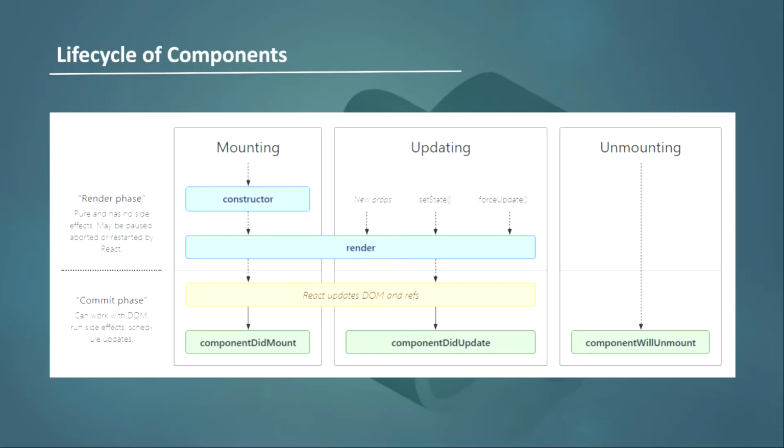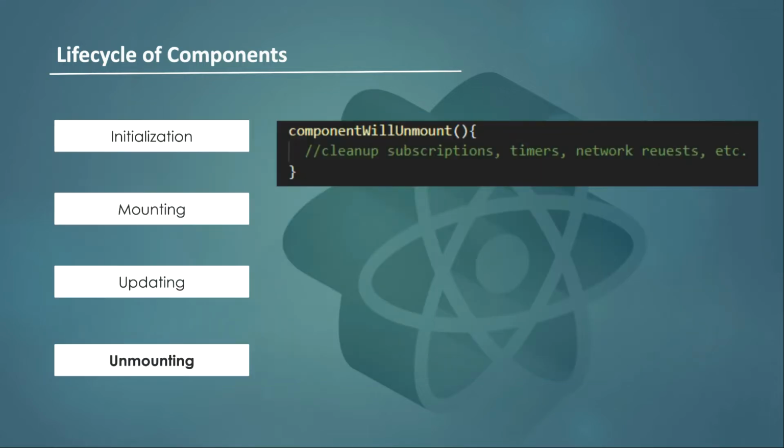In the last few videos, we have seen the mounting and updating phases in the life cycle of a component. In this video, let's talk about the last phase, which is unmounting. This phase in the life cycle has one method called componentWillUnmount. This method will allow us to perform cleanup activities such as removing the subscriptions, removing the timers, cancelling network requests, and many more. So let's see how this code works.